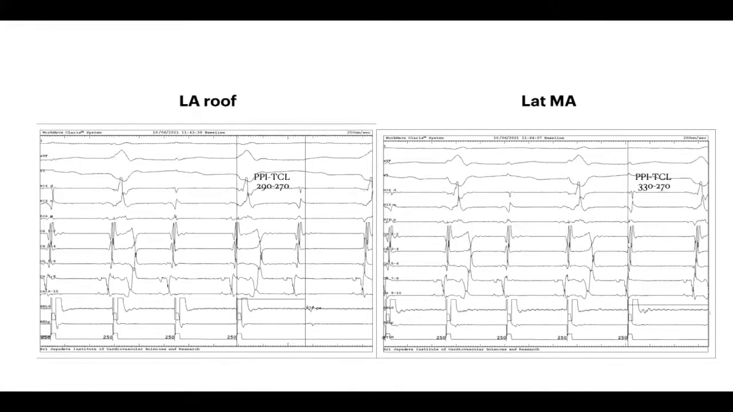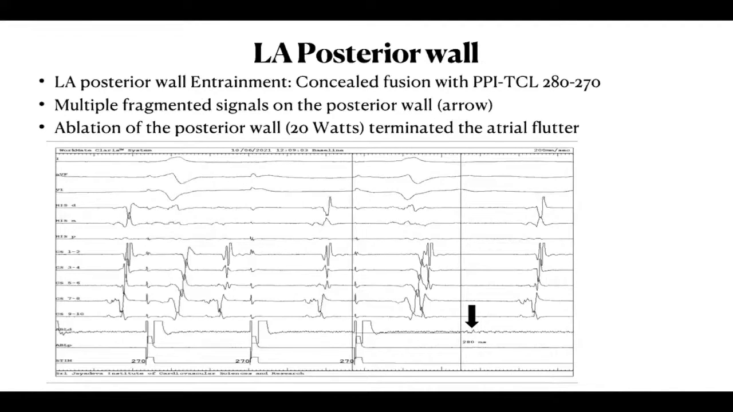So we then suspected it to be an LA flutter and proceeded to do a transseptal puncture. After the puncture, we again entrained from the lateral mitral annulus and the left atrial groove. The mitral annulus PPI minus TCL was 330 minus 270, while the LA groove PPI minus TCL was 290 minus 270. The last part that we entrained was the LA posterior wall, which showed concealed fusion with a PPI minus TCL of 280 minus 270. But we also had multiple fragmented potentials on the posterior wall, which is shown by this arrow.